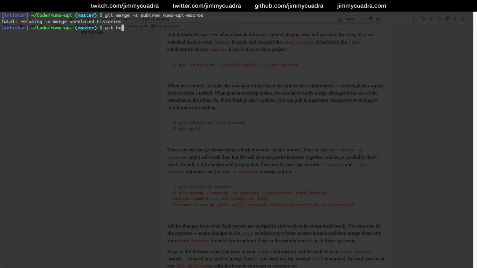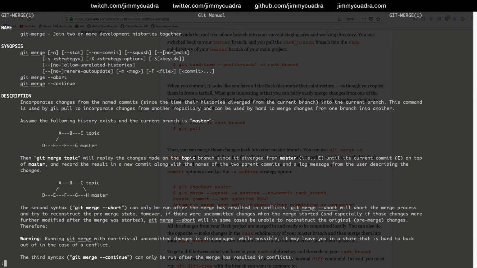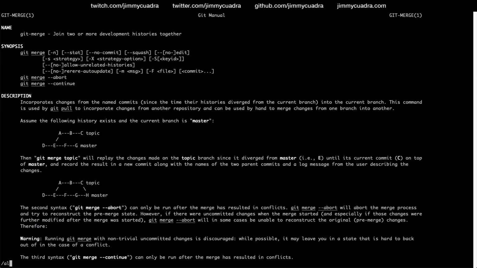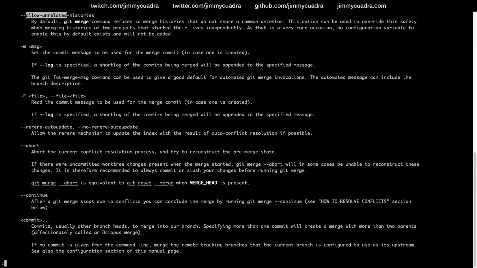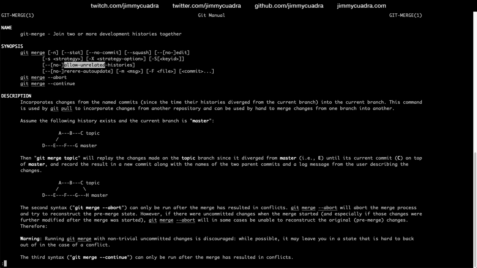Let me just do a git help merge. See if it mentions, oh yeah, allow unrelated histories. By default, git merge command refuses to merge histories that do not share a common ancestor. This option can be used to override this safety when merging histories of two projects that started their lives independently. As that is a very rare occasion, no configuration to enable this by default exists and will not be added. But in this case, it's what we want. We actually do want to keep the history.